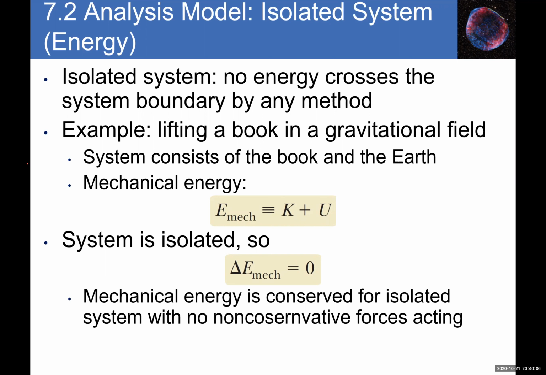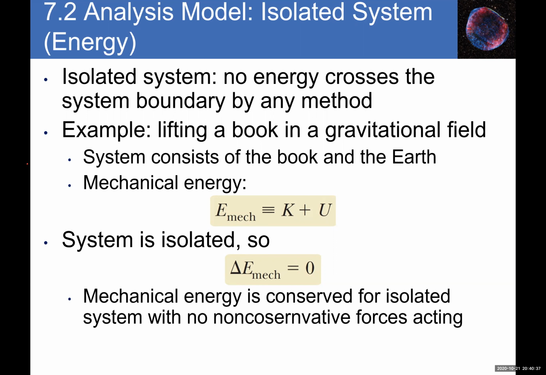Okay, so take the example of lifting a book in a gravitational field. What you're doing here is lifting it, right? So you store some kind of mechanical energy, some kind of gravitational potential energy, and then that gravitational potential energy can be converted into kinetic energy. Okay, so the system consists of the book and the earth, and mechanical energy at any point of the system is the sum of kinetic and potential.